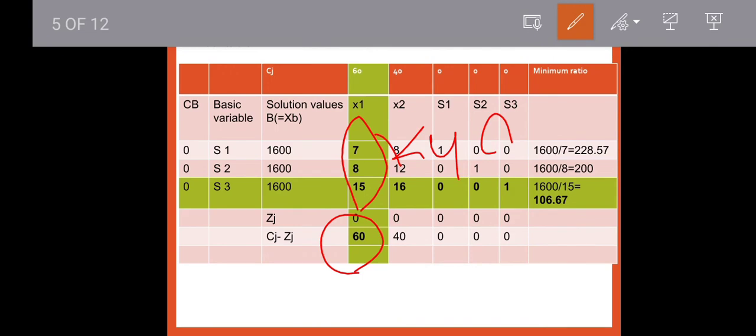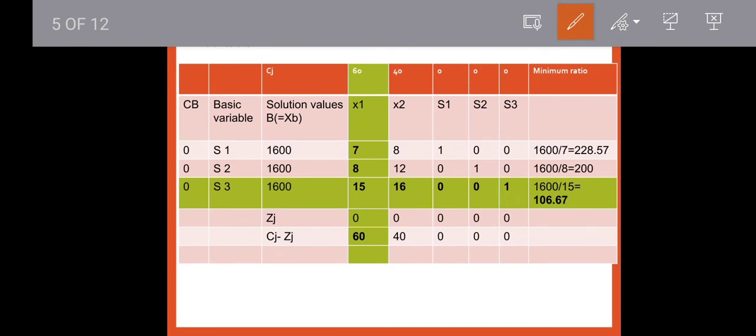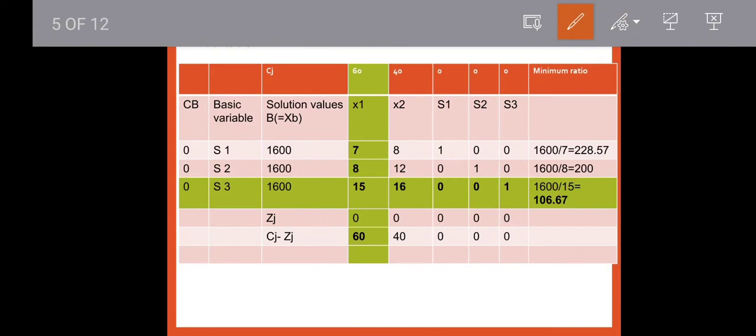Here we need to take the minimum value of the ratio. Here the minimum value is 106.67. This row will be called the key row. Here 15 is called the key element. Now we are going to do the first iteration table.